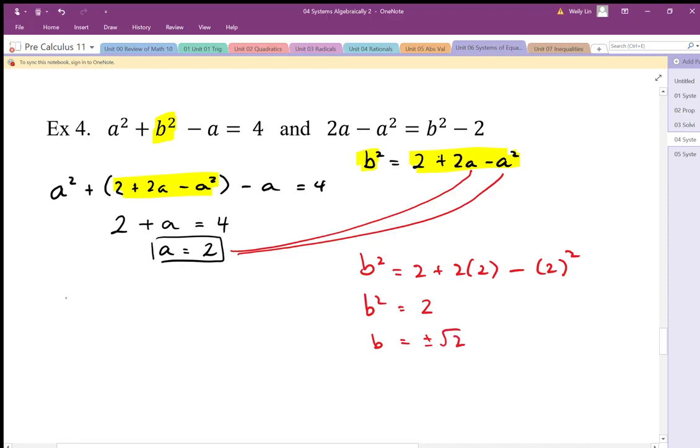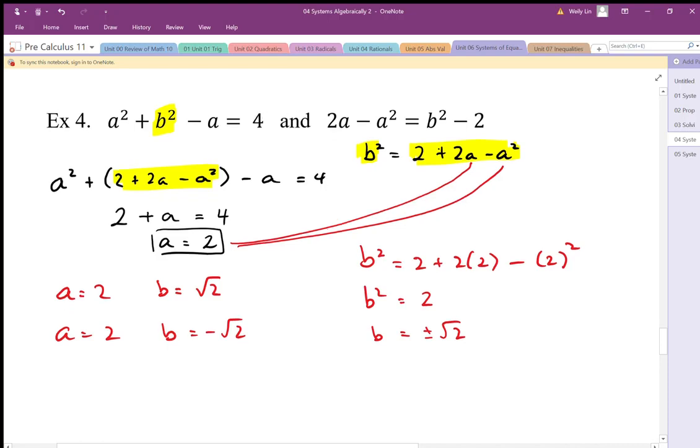So my solutions are going to be A equals 2, B equals root 2, and A equals 2, B equals negative root 2. Remember that they come in pairs. These solutions come in A and B pairs. It's a quadratic system, and we end up with two solutions.